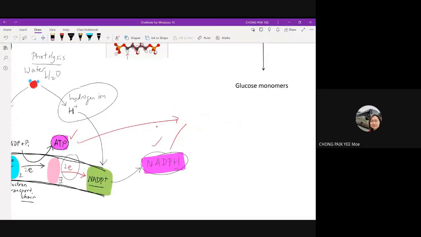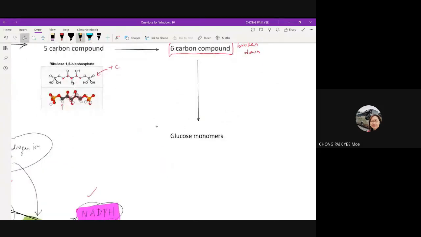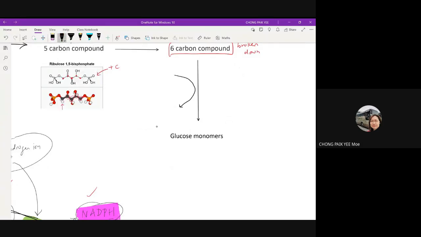Because we need to break this down. Okay, so I'm going to draw the breaking down here. I'm going to add in 2 arrows here. Okay, black arrows. Let me check. Okay, so this NADPH, okay, it's going to release its energy.